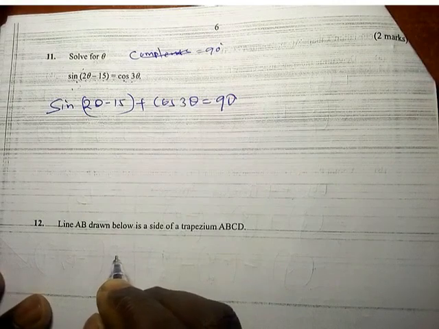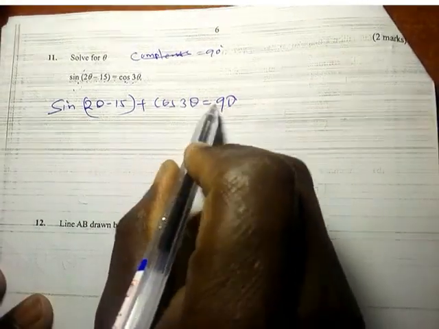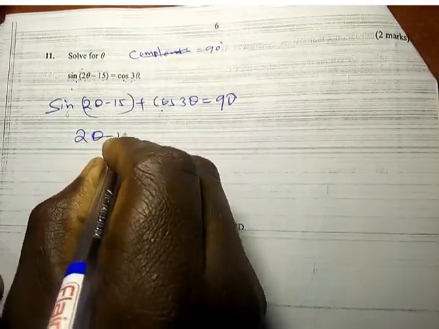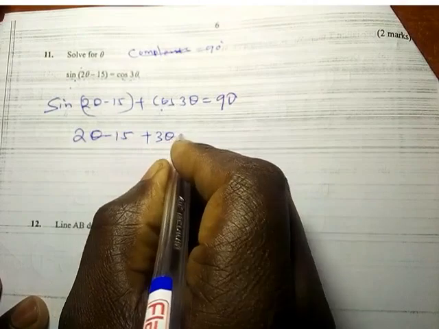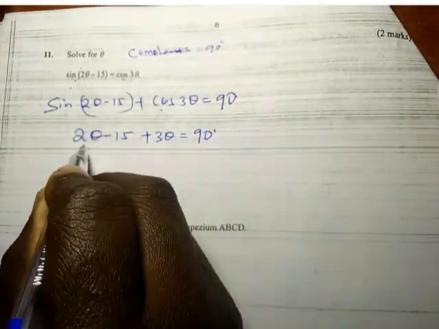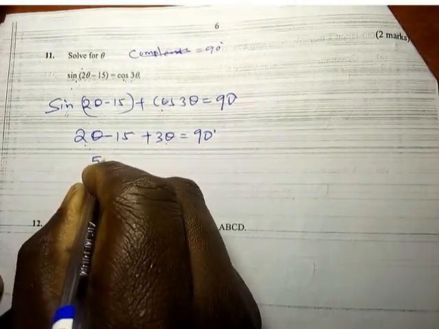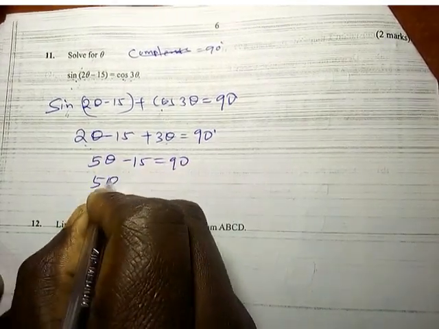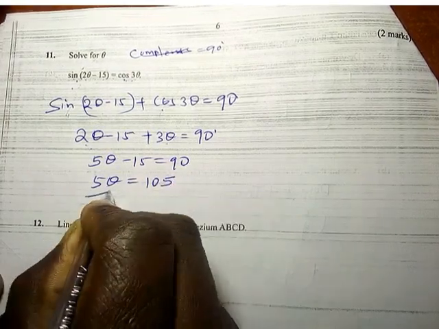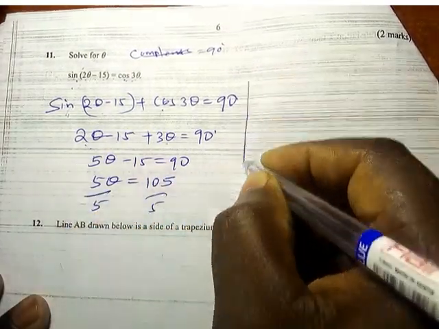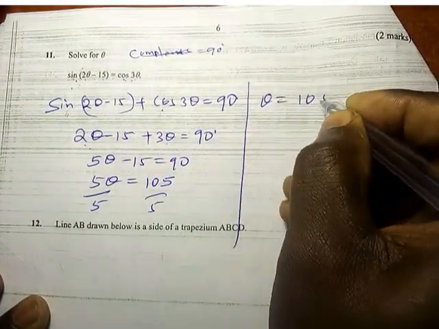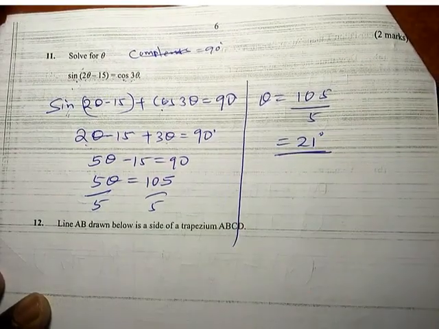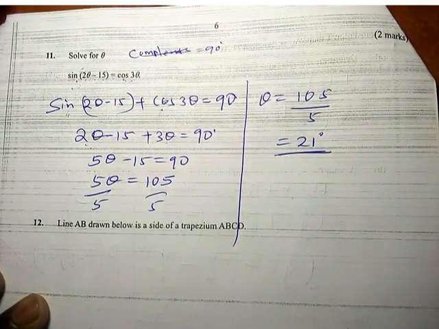Hiyo ndio nataka ujue. So now, once umeweka 90, you remove the signs, the cosine and the sine. So we will have 2 theta minus 15 plus 3 theta, the answer is 90. So 2 theta plus 3 theta, we have 5 theta minus 15, the answer is 90. So 5 theta is equal 105. Divided by 5, divided by 5. So theta is equal 105 divided by 5, and this one is going to be 21 degrees. So theta is 21 degrees.